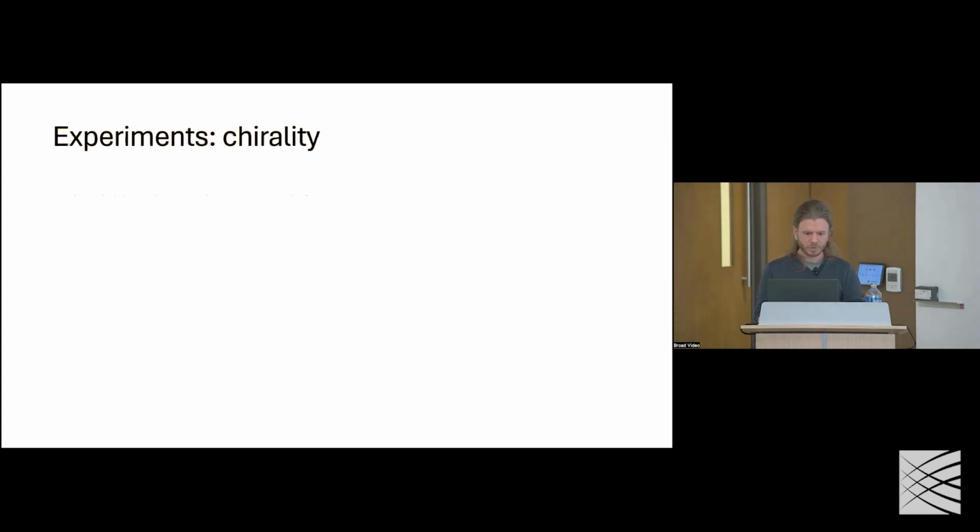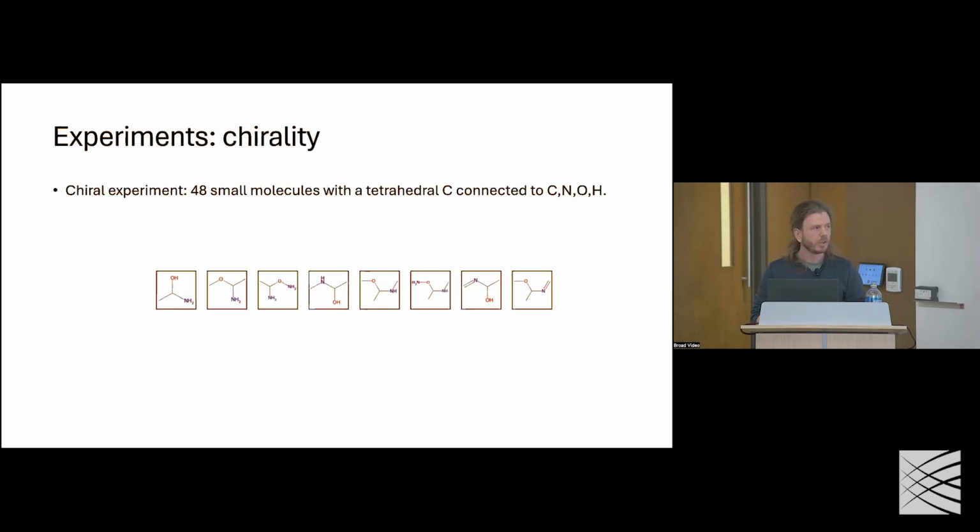So this was the point. Okay, so now the chirality experiment. We look at a very simple small 48 molecule data set where all of the molecules are chiral, so they have a chiral center. And we specifically have a carbon connected to another carbon, nitrogen, oxygen, and hydrogen.